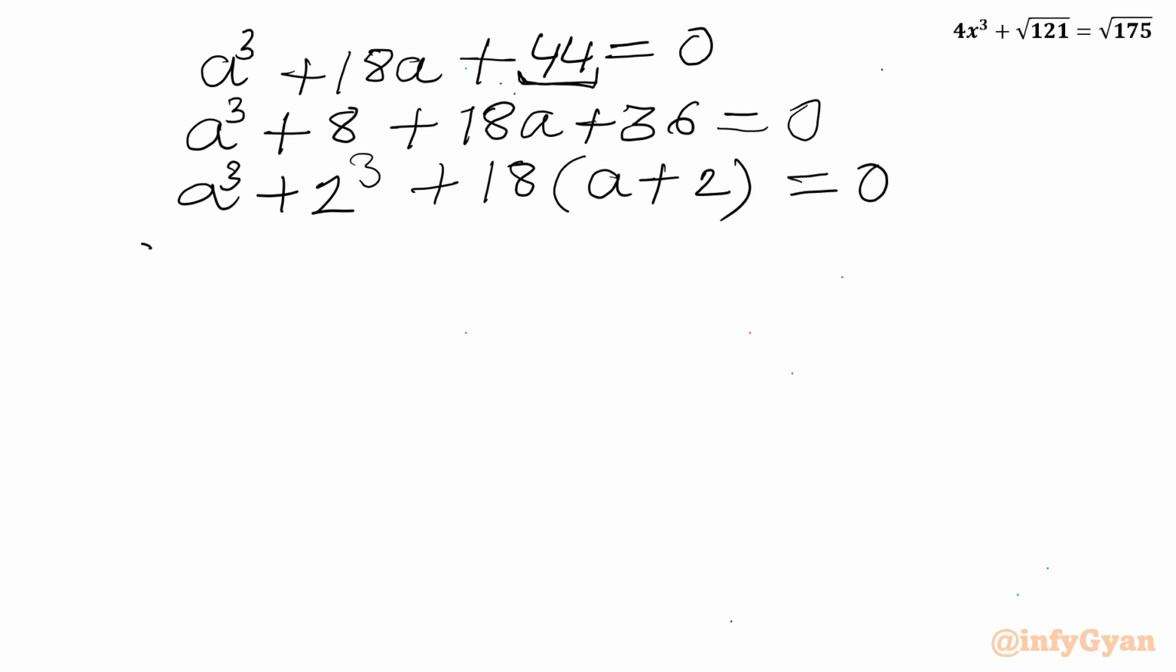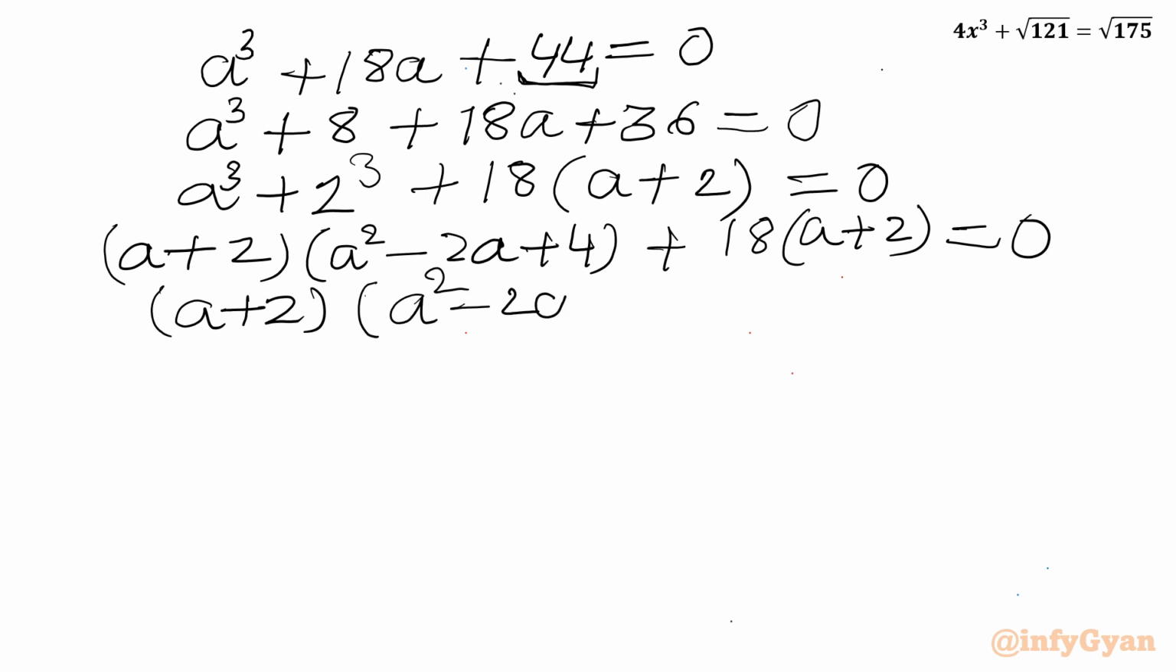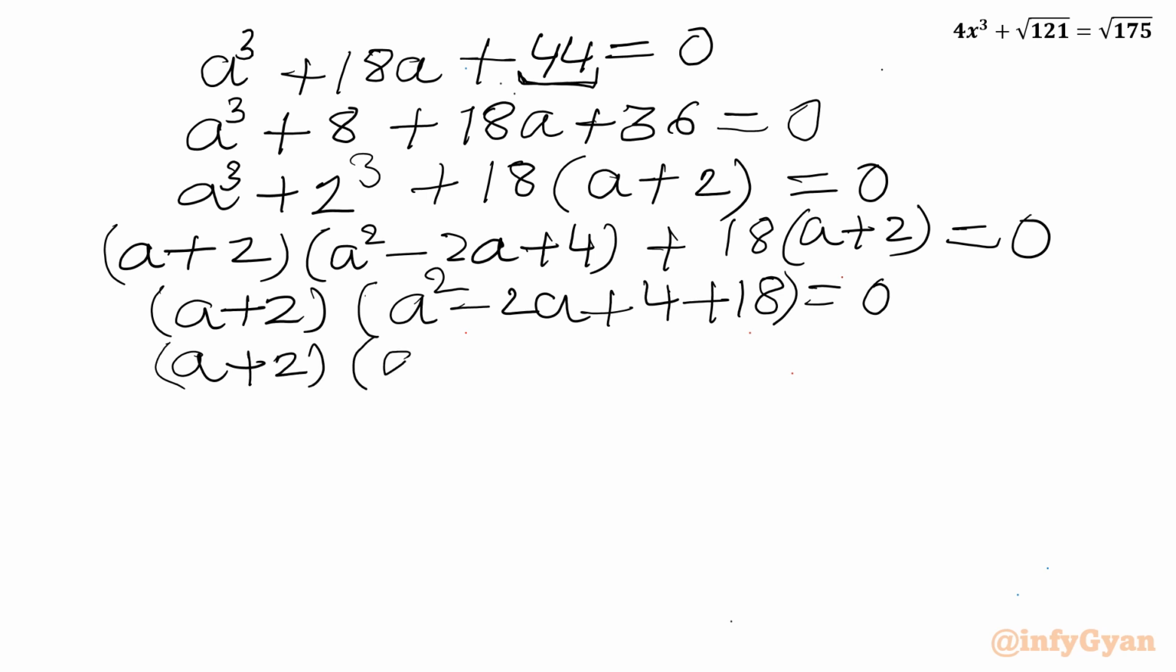Now, a cube plus b cube formula, I can write a plus 2 in one bracket and a square minus 2a plus 4 in the other bracket, plus 18 times a plus 2 equal to 0. A plus 2 is common. So a plus 2 times a square minus 2a plus 4 plus 18 equal to 0, or a plus 2 times a square minus 2a plus 22 equal to 0.